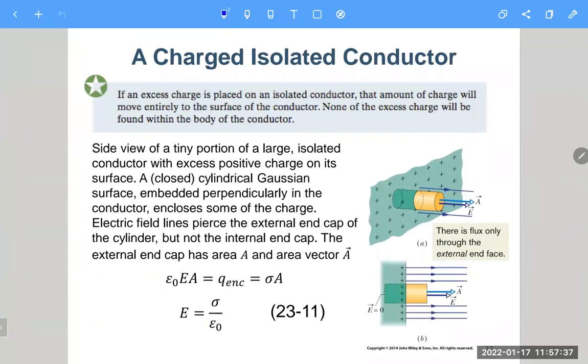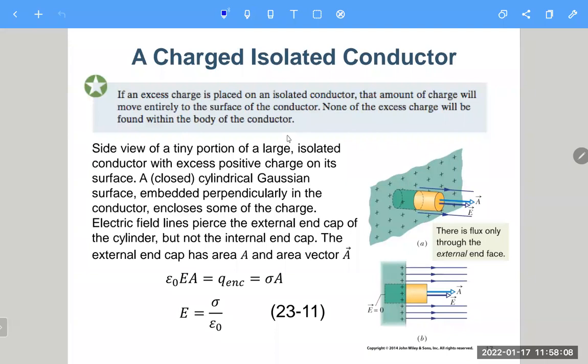Okay, so here we will talk about the charged isolated conductor. It says if an excess charge is placed on an isolated conductor, that amount of charge will move entirely to the surface of the conductor. None of the excess charge will be found within the body of the conductor. So this is a property you might need to remember.